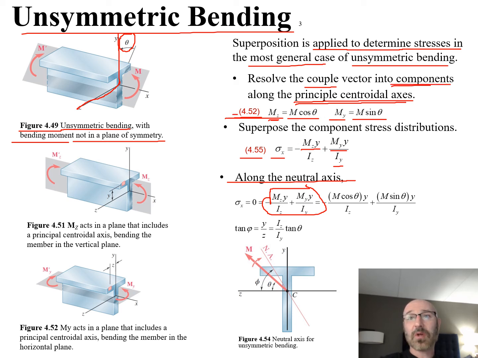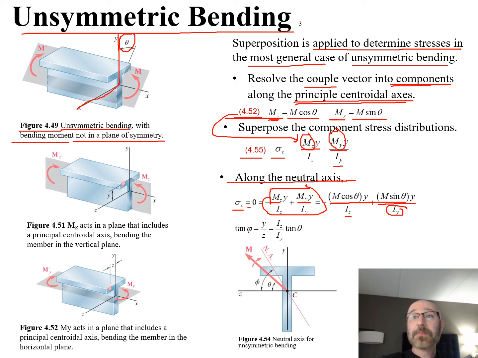So essentially we plug that relationship from 4.52 into M_z and M_y in equation 4.55. We do that, we see that our sigma sub x is equal to 0, is equal to a negative M times the cosine of theta times y over our I sub z, plus M times the sine of theta times y over our I sub y, for our M sub z and our M sub y plugged in respectively right there.